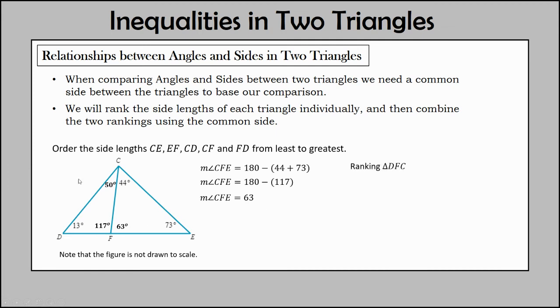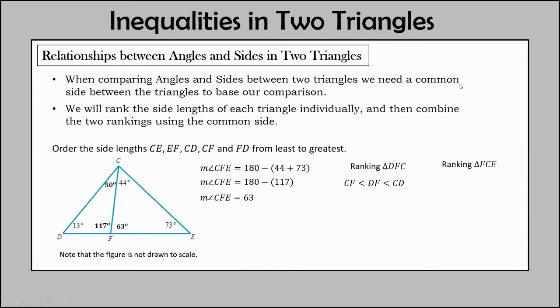So let's rank triangle DFC, this one first. And they want least to greatest. So what's the smallest side here? It's the one across from the smallest angle. So CF is the smallest, and then DF, and then CD is the biggest. So CD is the biggest, then DF, then CF. Ranked them. Now rank the other triangle.